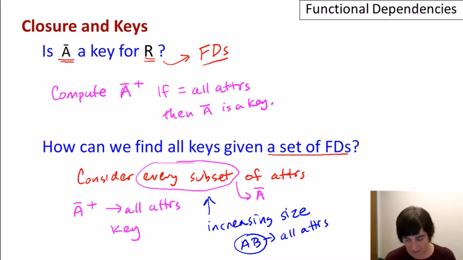So the real algorithm would say, let's start with single attributes and determine if they're a key. If a single attribute, say C, is a key, then so is every superset of C, and then we go to pairs of attributes and so on.